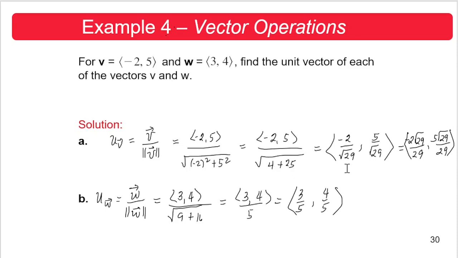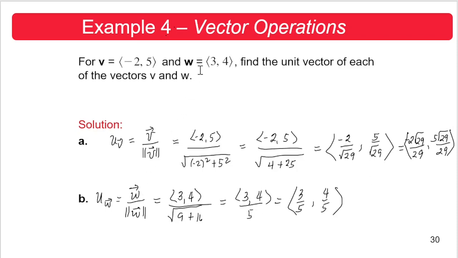So the unit vector in the same direction as vector V is a vector with components negative 2 over square root of 29 and 5 over square root of 29. Or rationalizing the denominator, we get negative 2 square root of 29 over 29 as the first component, and 5 square root of 29 over 29 as the second component.